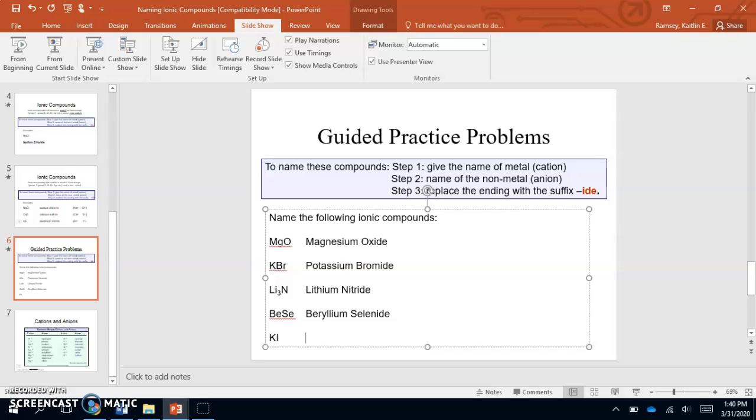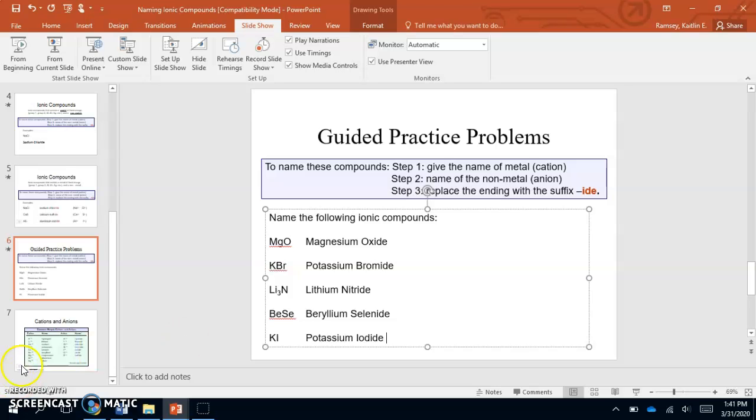All right, last one. We've got KI, so that is iodine. Go ahead and pause and see if you can give the name of that ionic compound. Okay, so K is our metal, which is potassium, right? So we're going to have potassium. And then I is iodine, which is step 2, naming our nonmetal, but we have to drop the ending. So instead of being potassium iodine, it's going to be potassium iodide. And those are your guided practice problems for naming your ionic compounds.